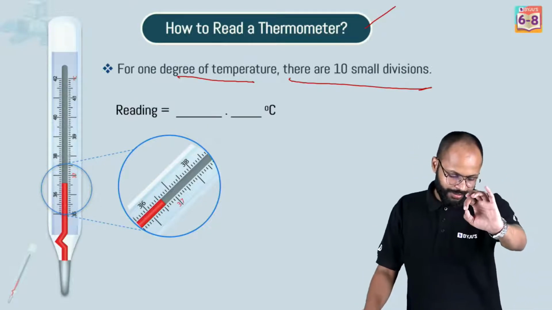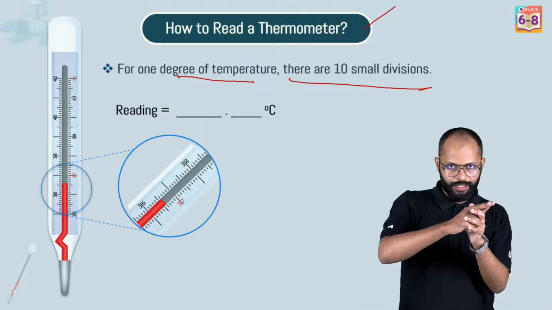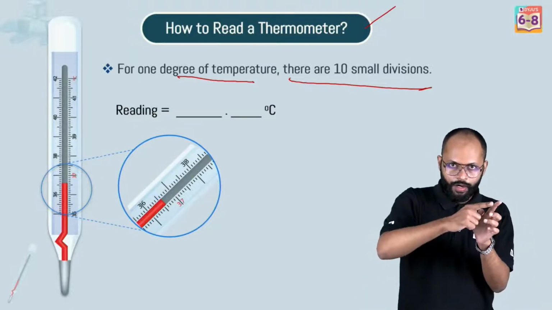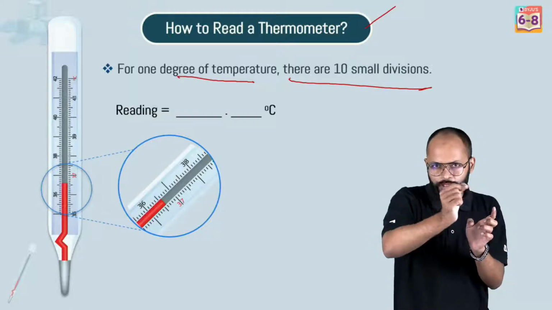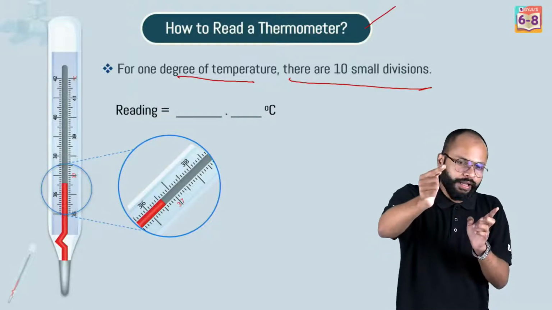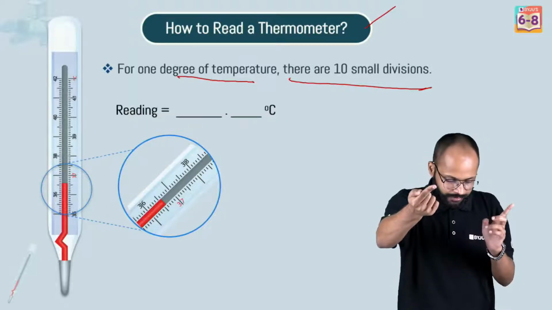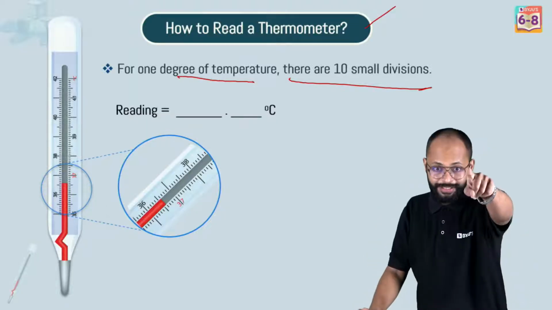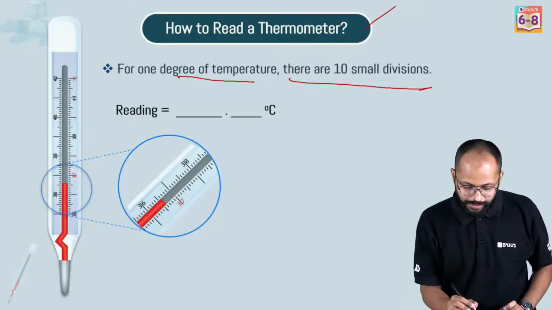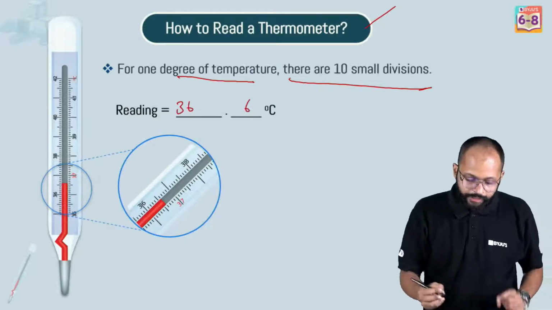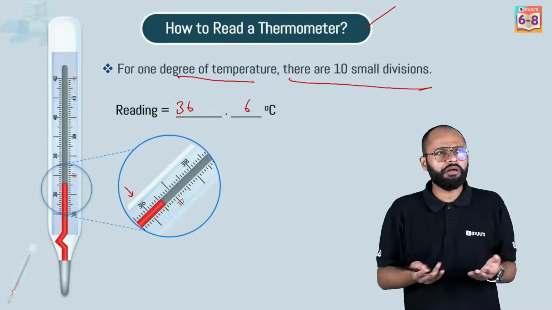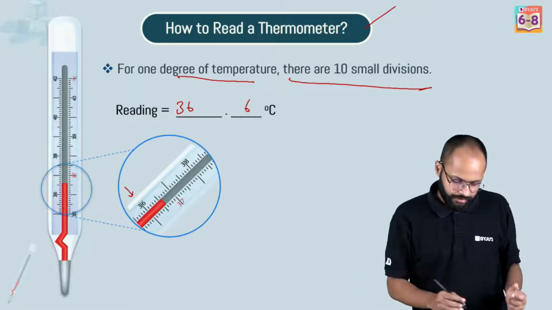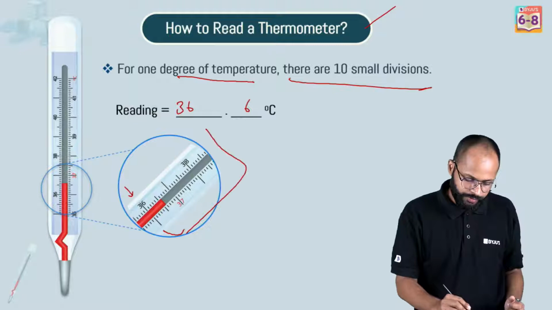But do you notice? Between 36 and 37 you have 10 divisions. 1, 2, 3, 4. The fifth one is a little bigger than the other ones. Then 6, 7, 8, 9, 37. So that's 36.6. How did you measure it? You started with this. So this is how we measure a simple scale also, right? 36 is my main reading.